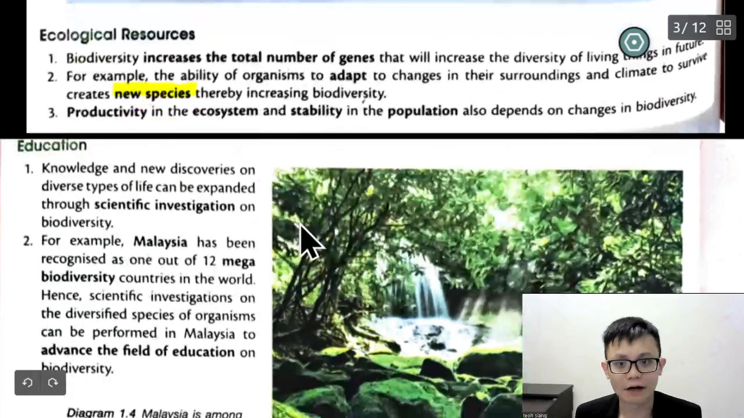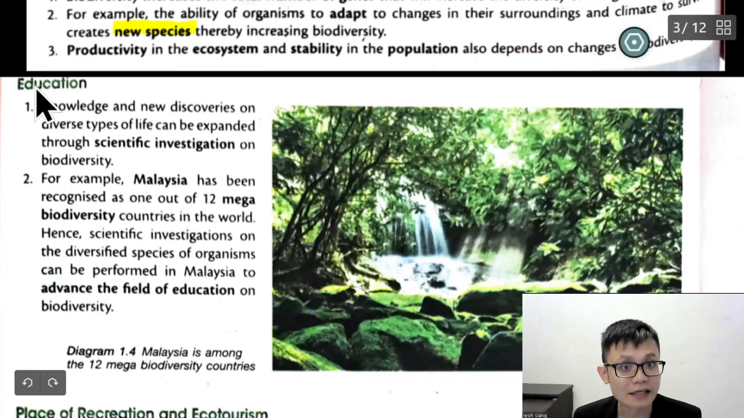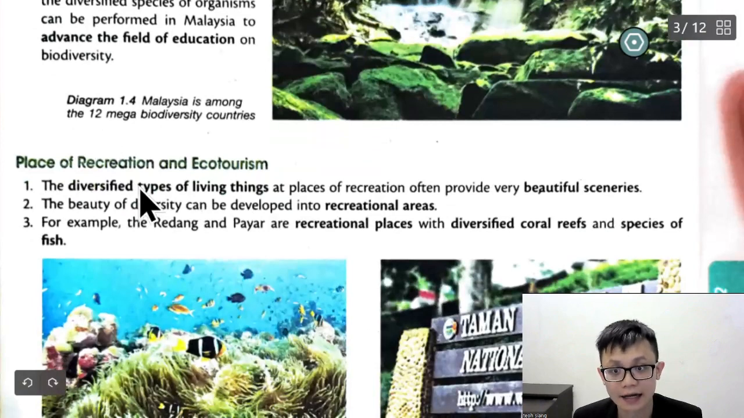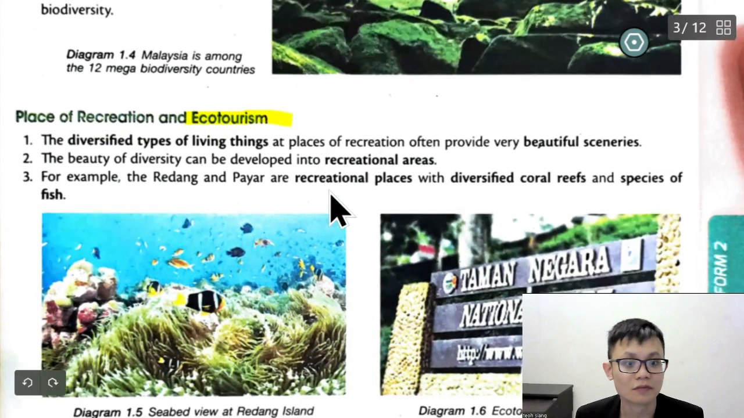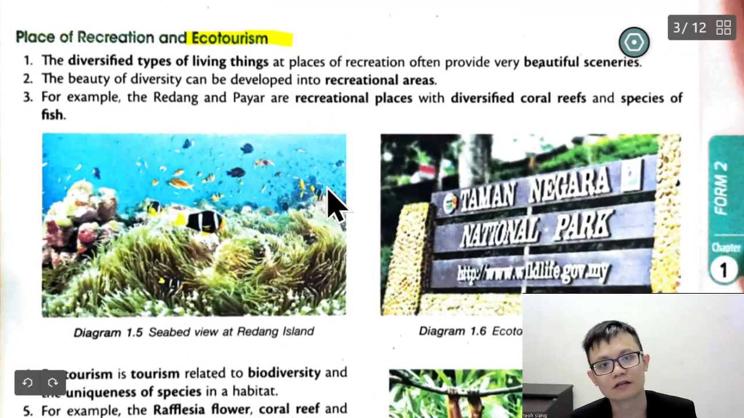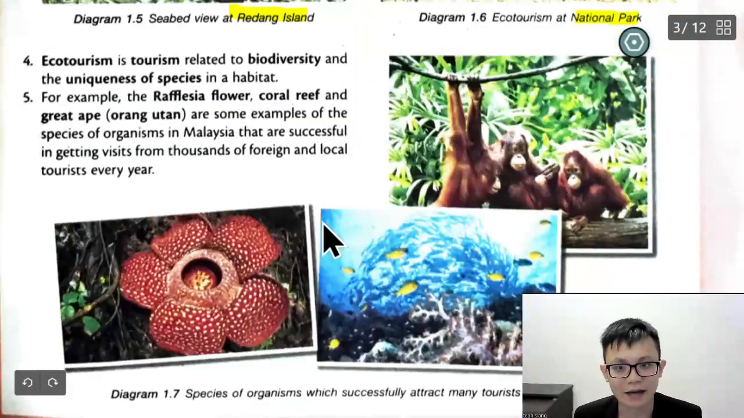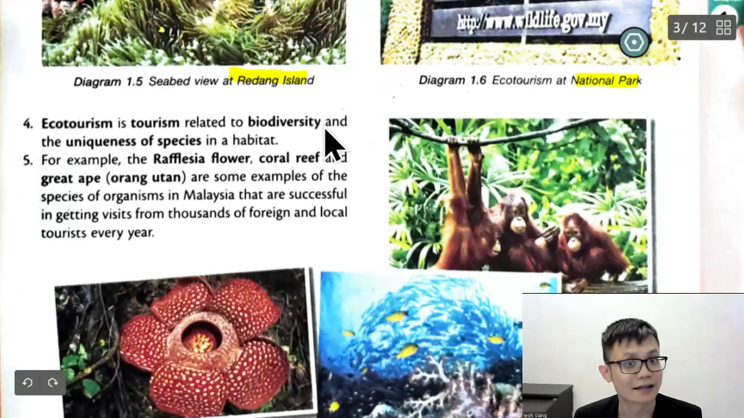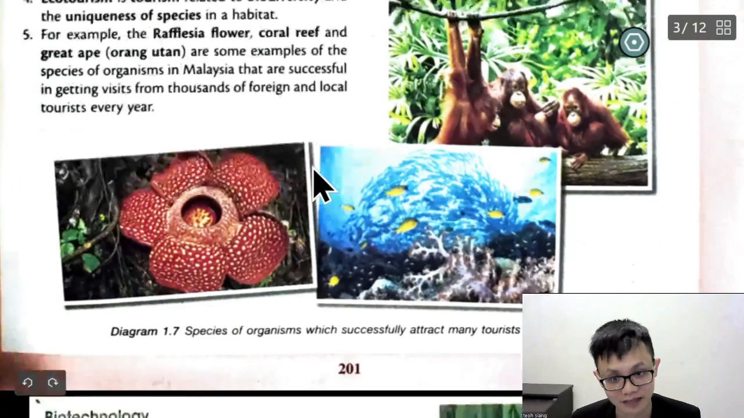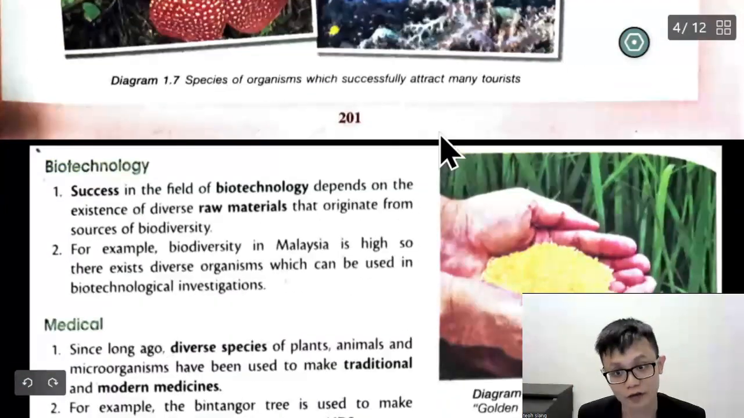Okay, now we want to talk about education. In terms of education, we just go through it. Okay, it's important. In terms of education, we can advance education. And as places for ecotourism, we have Taman Negara, we have a lot of places. We can see Redang Island and National Park, which you can visit. And then I skip, I don't want to read. If I continue to read, I'm scared that you guys will fall asleep. But I think in your mind you know what I'm talking about.